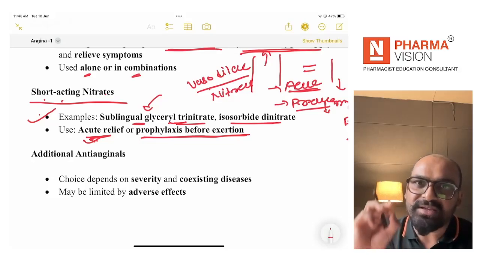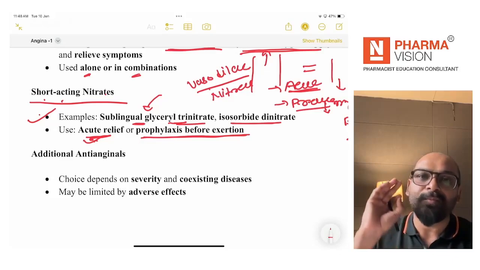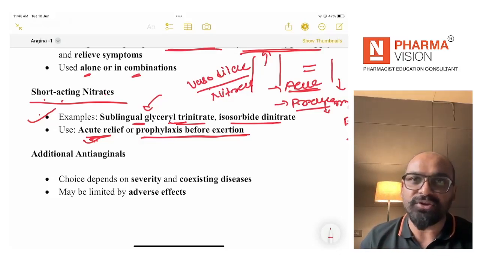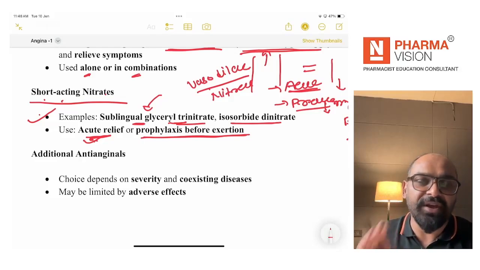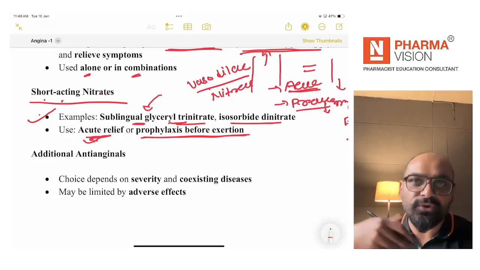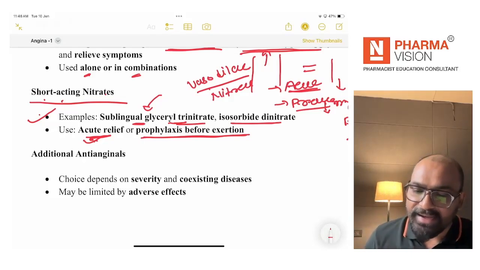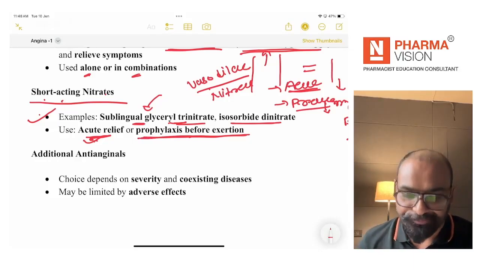One use is to relieve the acute symptoms. If the patient is suffering from angina symptoms, that is going to be treated and controlled with the use of short-acting nitrates. And also, if the patient is aware he is going to develop chest pain or anginal symptoms, he can take it as a prophylaxis before starting those kinds of activities.